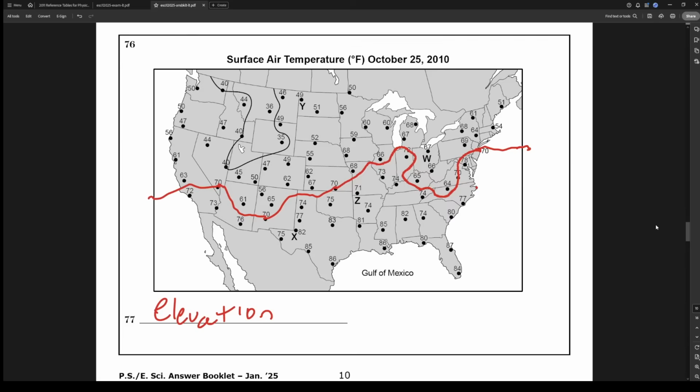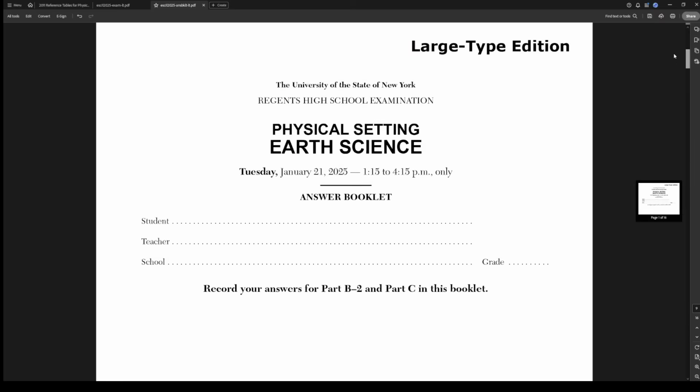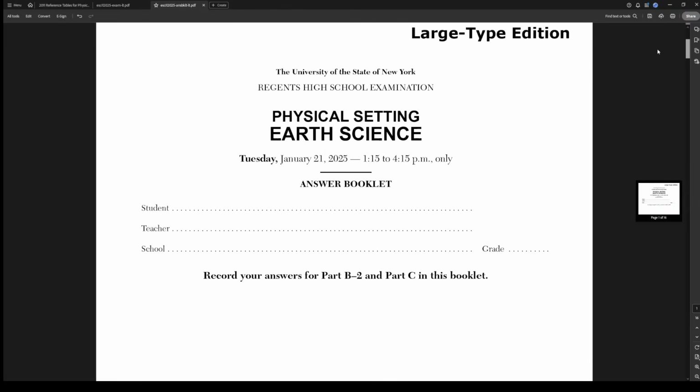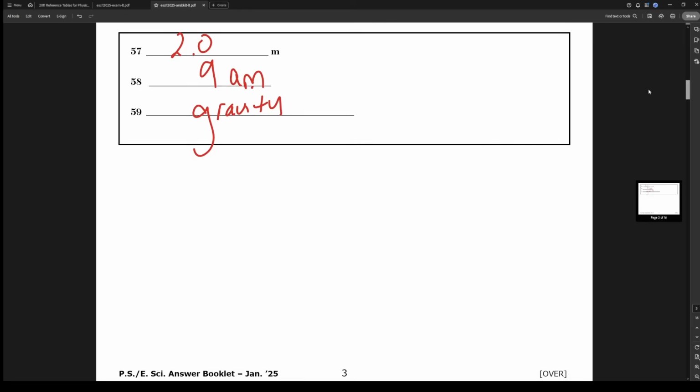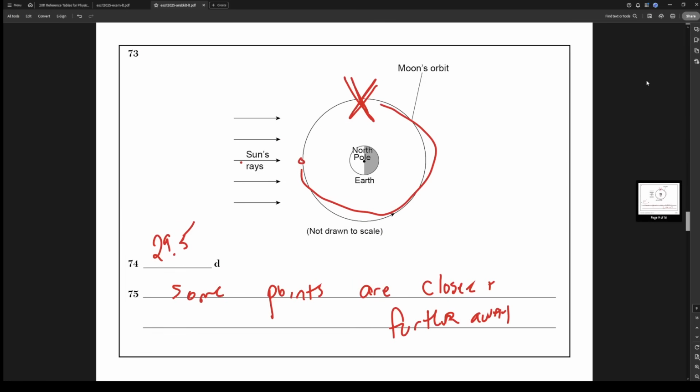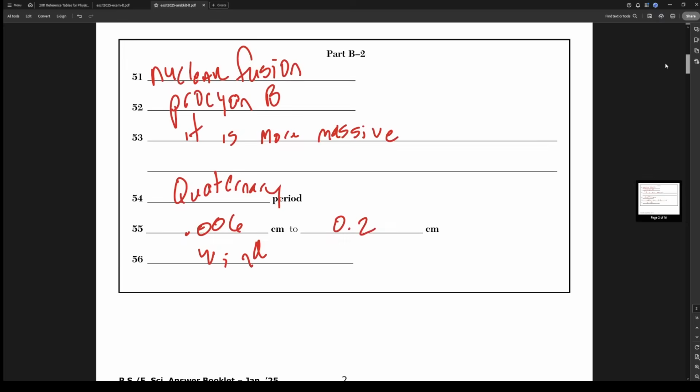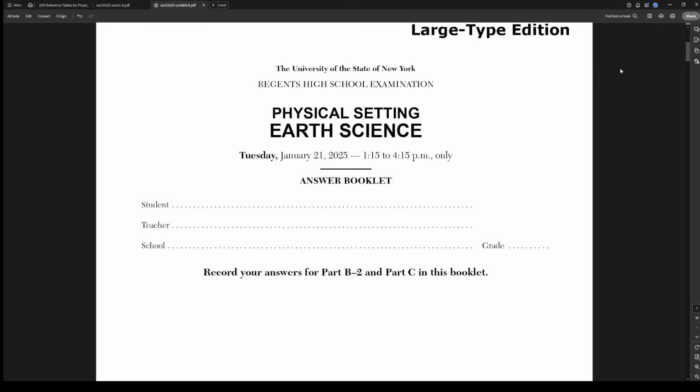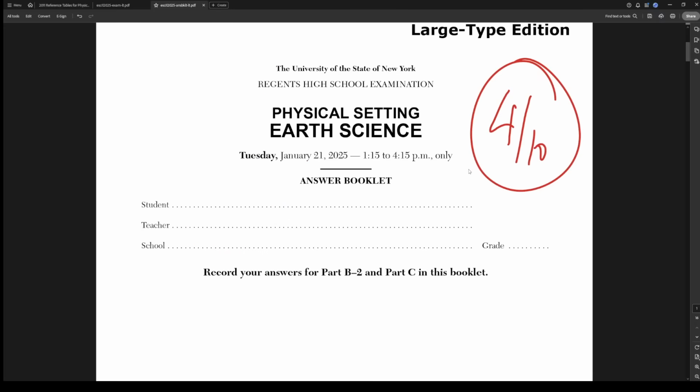So I would say this test overall, in terms of 10 being the hardest Regents ever to 1 being the easiest, I would say this is like a 4. I would say there's some weird questions on there, but overall this was very straightforward.